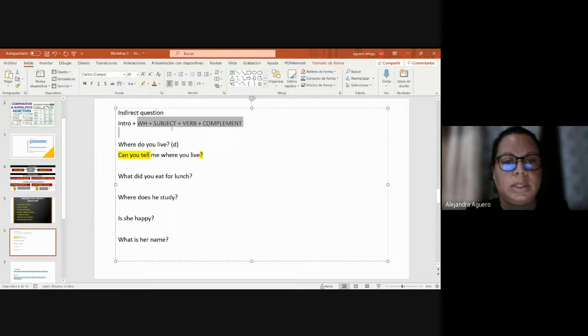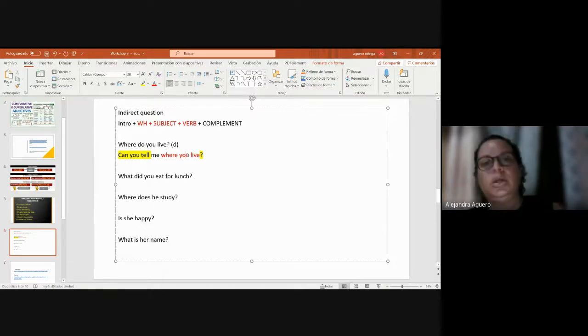WH, subject and verb. Let's put this in red. And we are putting this in red. Subject and verb and not auxiliaries, okay? We are not using do anymore, no. Because what we are doing here is a sentence. WH, subject and verb, not an auxiliary.